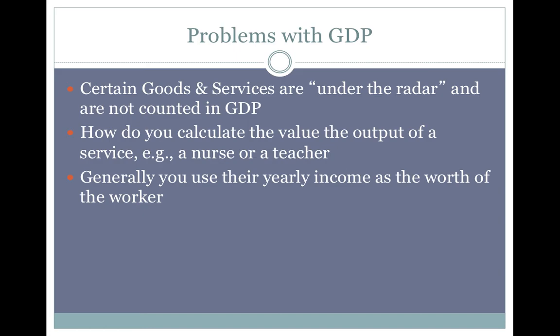Okay, one last little food for thought. Note that GDP can also have some problems. One, sometimes things aren't measured by GDP. Some things are under the radar. It's not counted. So GDP can be misleading in this way. Also, certain things are hard to place a value upon, like a nurse or a teacher. I mean, we pay them a certain amount of money, but how much value are they really creating? There are externalities associated with this production, so it's something to think about. You also generally use their yearly income as the worth of the worker, but is that really the value to society? So it's something to think about.